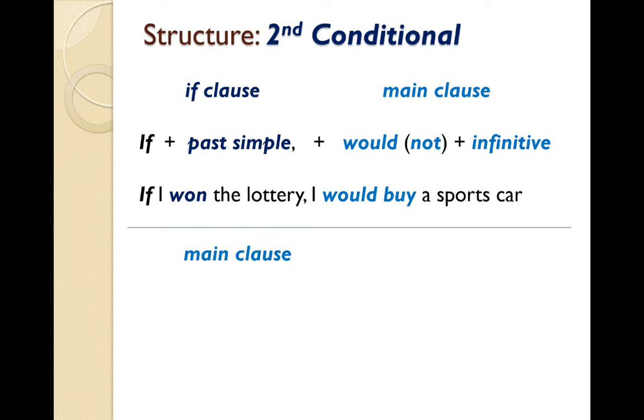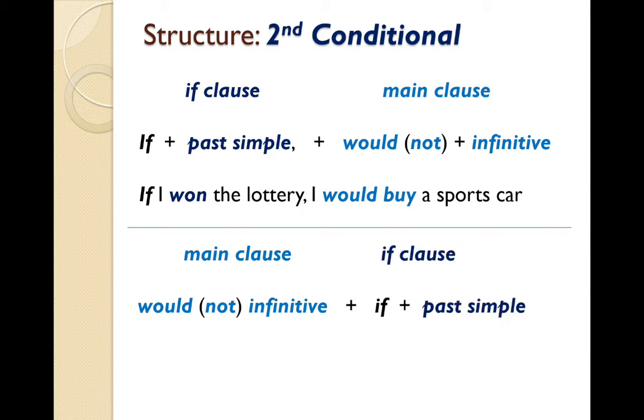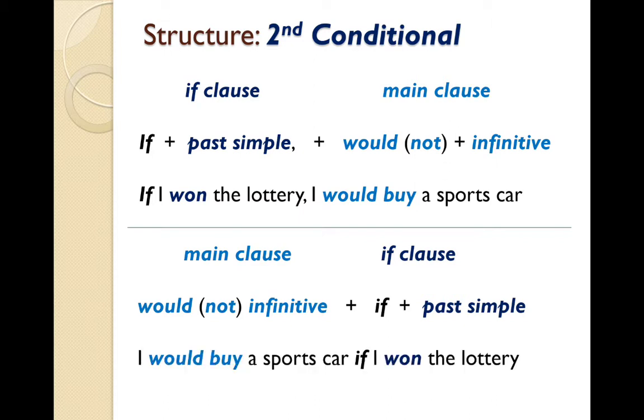Now we can reverse it and start with the main clause, would or would not plus infinitive, and then the if clause, if plus the past simple. I would buy a sports car if I won the lottery. Now the meaning is exactly the same.